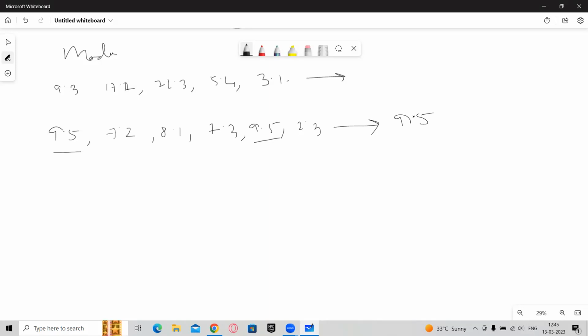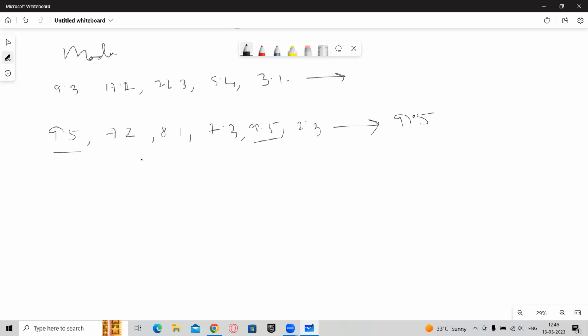Most of the time, in a frequency distribution, we look at which value occurs most, and if you have discrete values, at that time we can calculate the mode. Otherwise, mode is not needed. Most of the time, when you have continuous values, we can easily calculate the median.